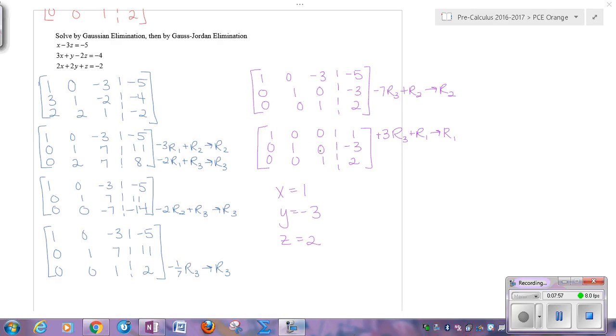So what I want you to do now is you have a MathXL assignment on Gauss-Jordan elimination, and then you have a quick quiz next class. It'll be one question solved by Gauss-Jordan elimination. I'll be looking for that row echelon form, that reduced row echelon form, and then your solutions.